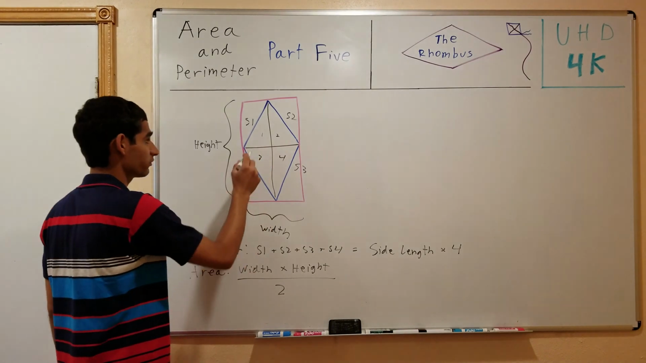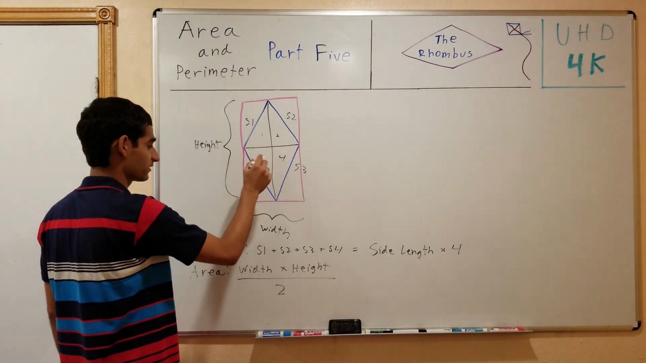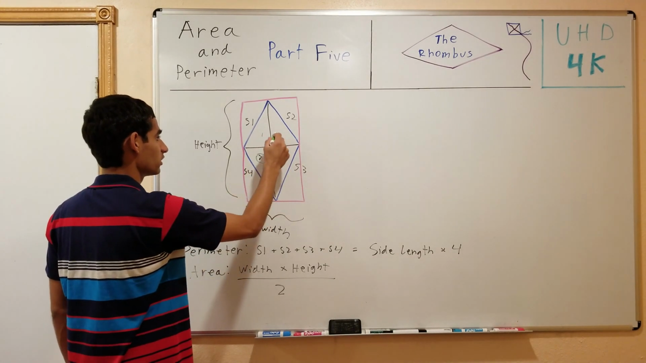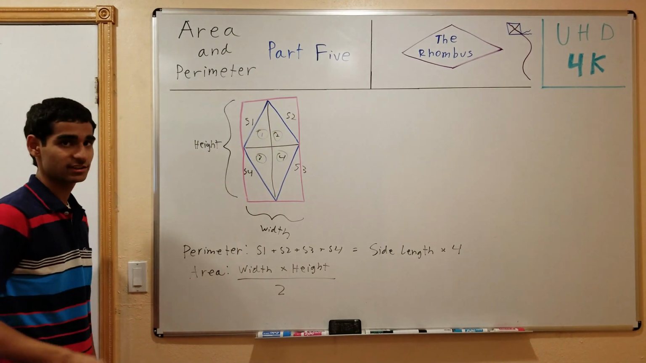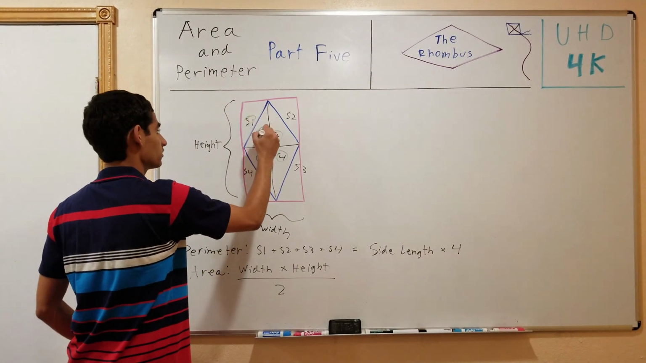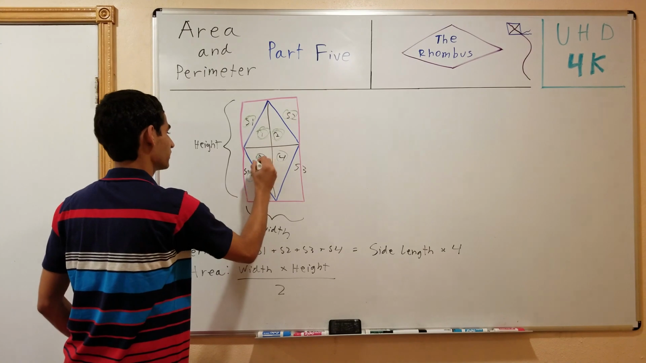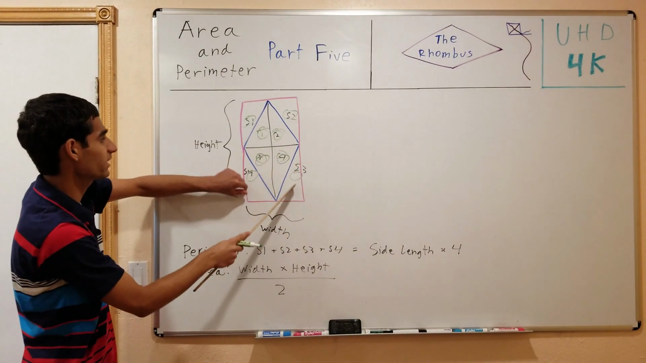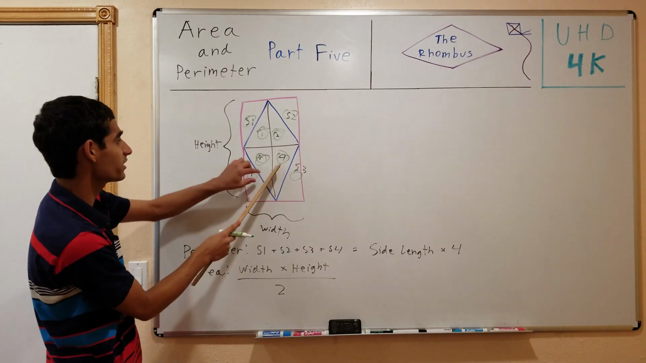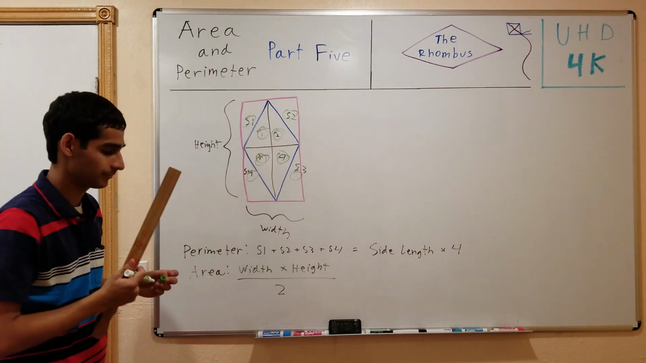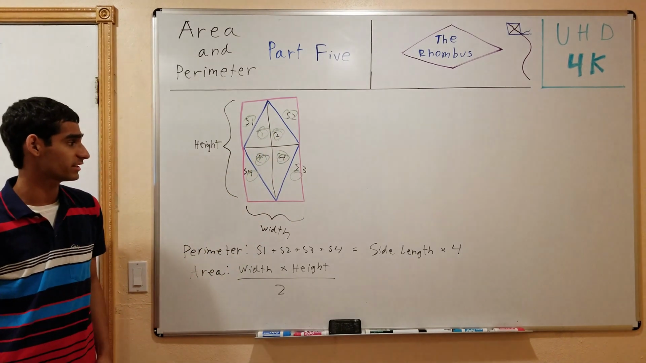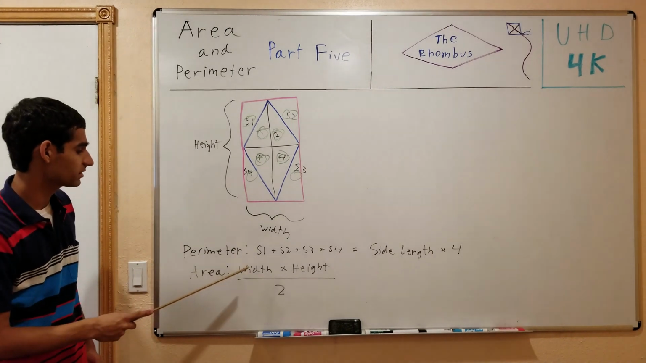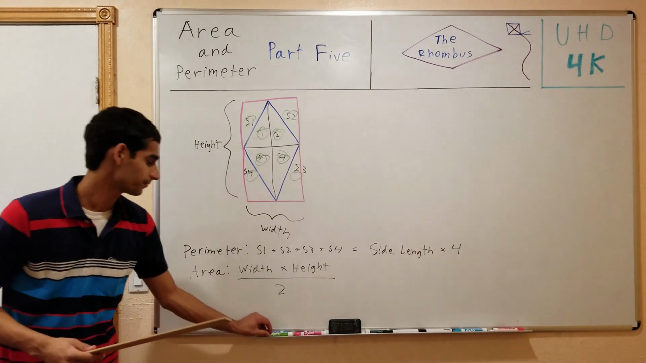The rhombus has four of these triangles. 1, 2, 3, 4. But the rectangle has 8 of these triangles. 1, 2, 3, 4, 5, 6, 7, 8. So this space over here, these 4 triangles, are equal to the area of these 4 triangles over here. So the area of a rhombus is going to be half times the width times height.